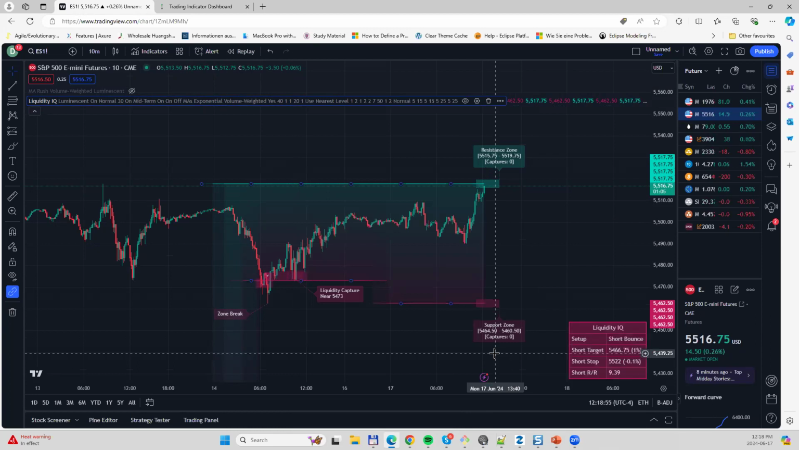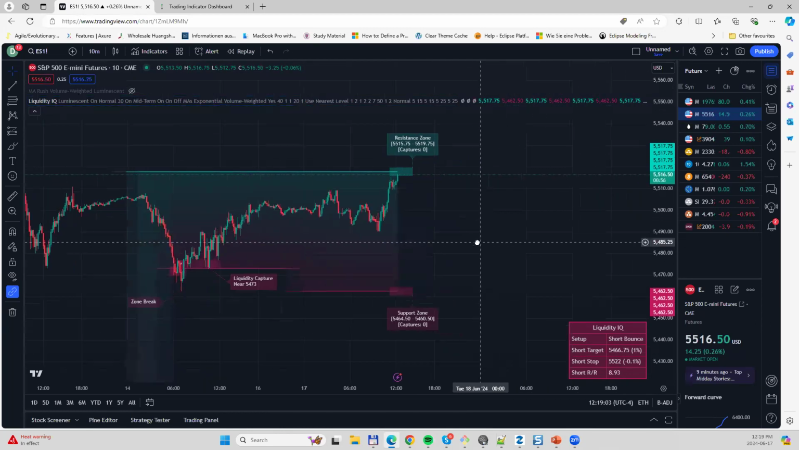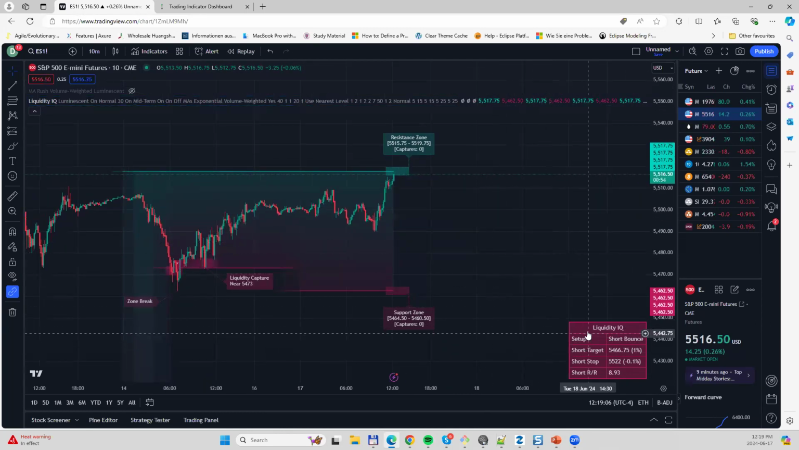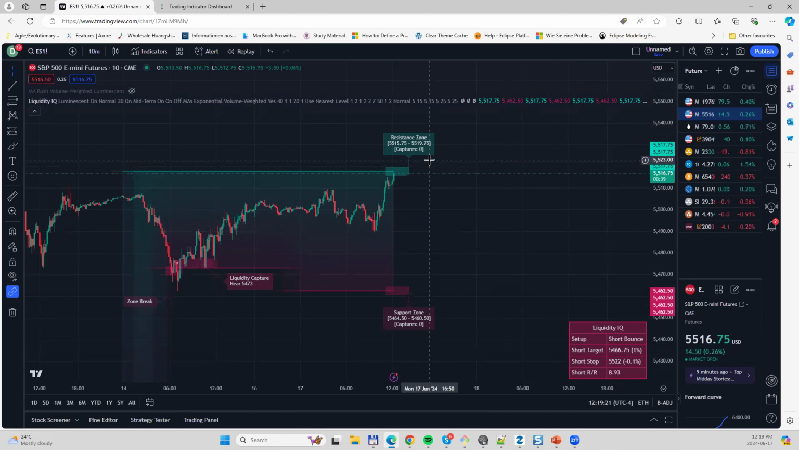All right, so I already mentioned this before. Price is approaching this resistance zone, and it is not unlikely that it may bounce off to the short side. Well, look what's written down here. The setup that the indicator identified is short bounce. Exactly this. It will even tell you where you should put your stop. You can see it really just above this resistance zone at 5,522, which is somewhere around here. See this? And your target being at 5,466.